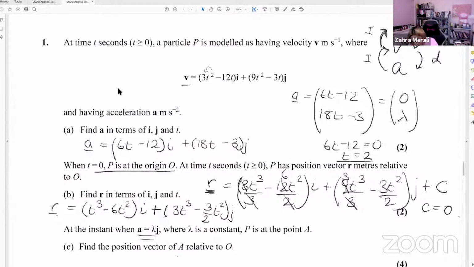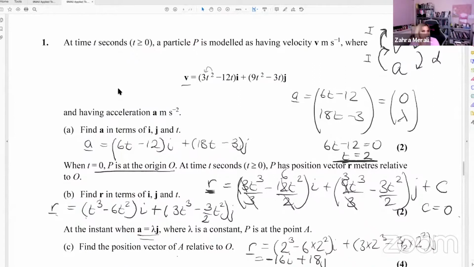And we want to find the position vector. So we take that t equals 2, stick it into our r. So we'll get 2 cubed minus 6 times 2 squared, plus 3 times 2 cubed minus 3 over 2 times 2 squared. And that leaves us with minus 16i plus 18j. And that's question 1.